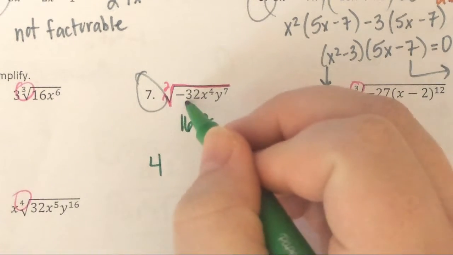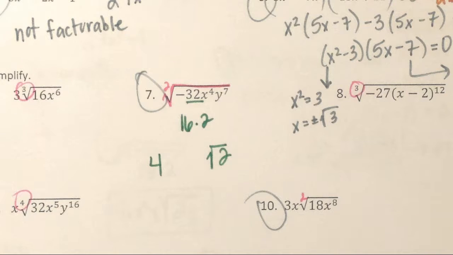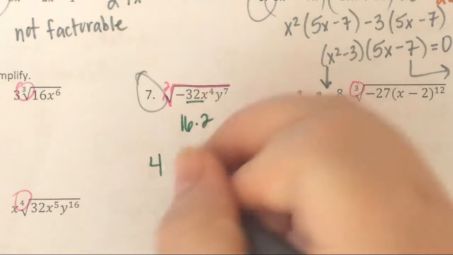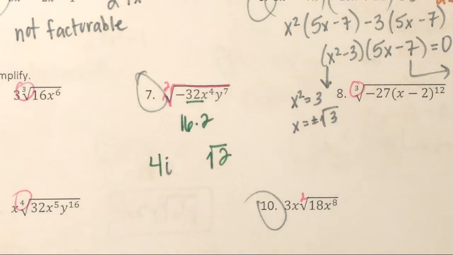So I've dealt with the 32. I've yet to deal with that negative part. What do I do about the negative? Yes, I bring on an I. Thank you, 5, get another point. So the negative goes with the I.